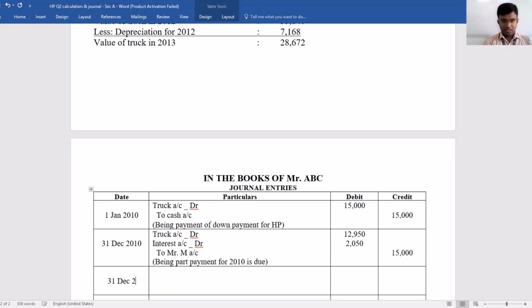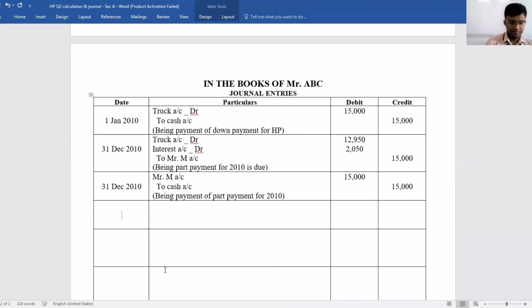Then the next entry would be for releasing the payment. So for releasing this payment, this will be Mr. M account debited, 15,000 to cash account, 15,000, being payment of part payment for 2010. 31st December 2010.